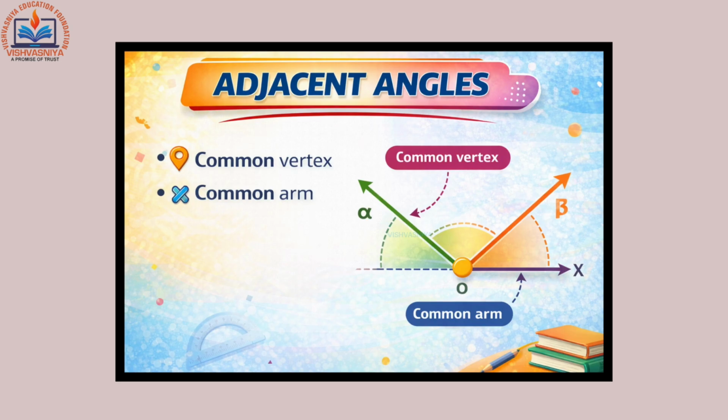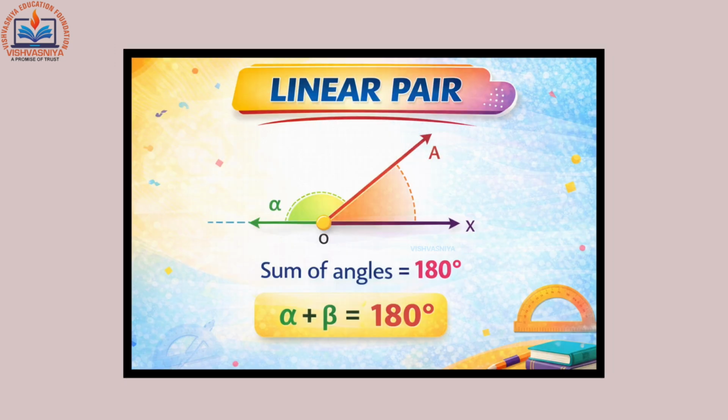Two angles are called adjacent angles when they share a common vertex and a common arm. These angles lie next to each other without overlapping. When two adjacent angles form a straight line, they are called a linear pair. The sum of the angles in a linear pair is always 180 degrees.